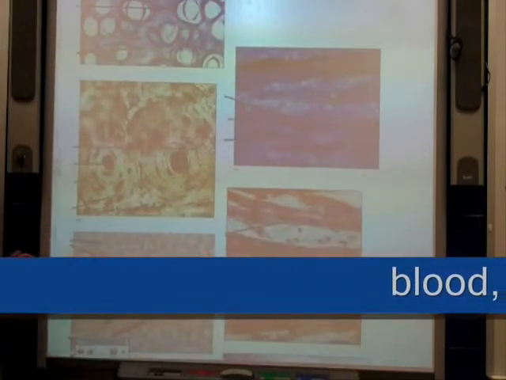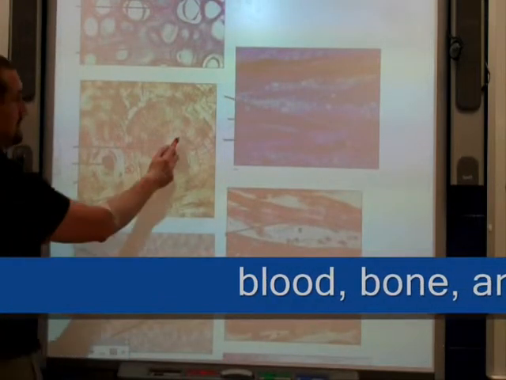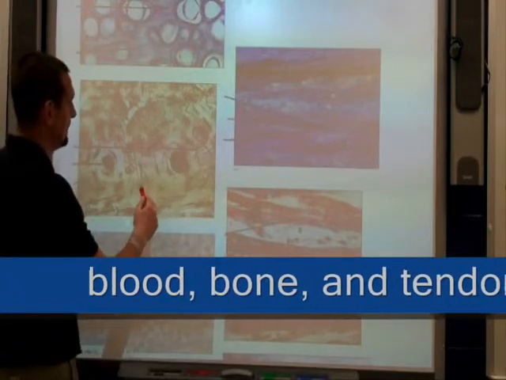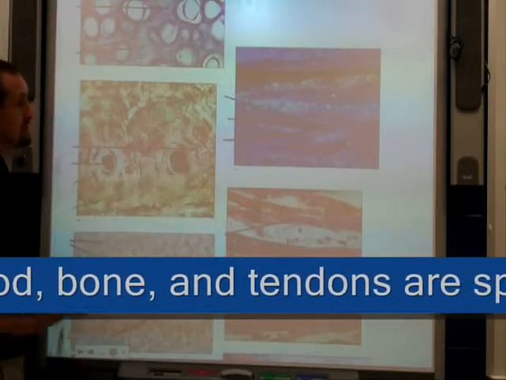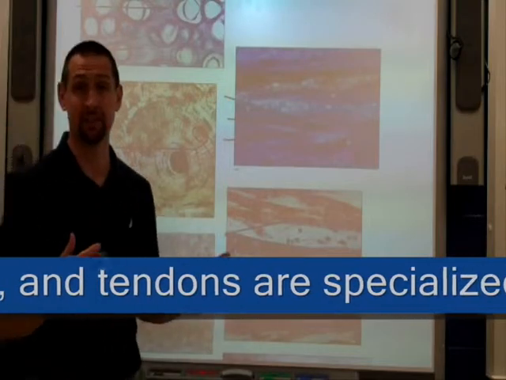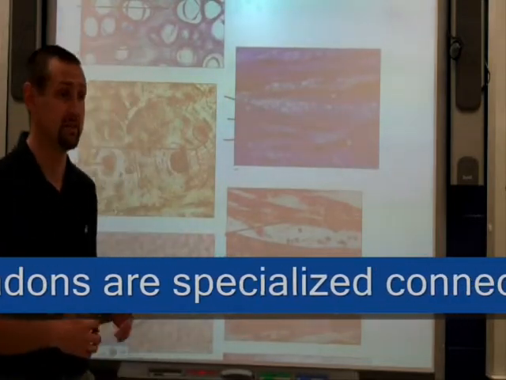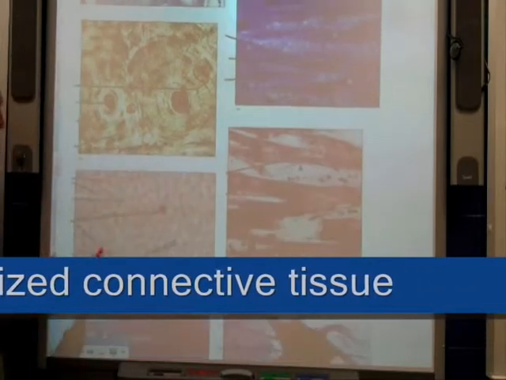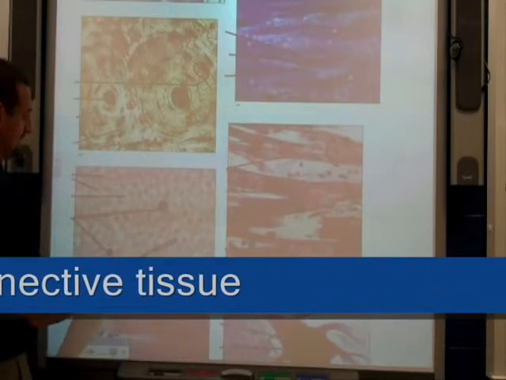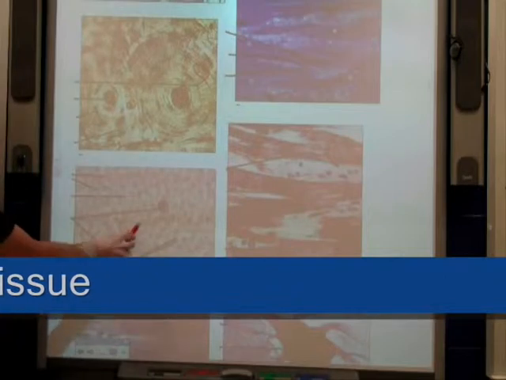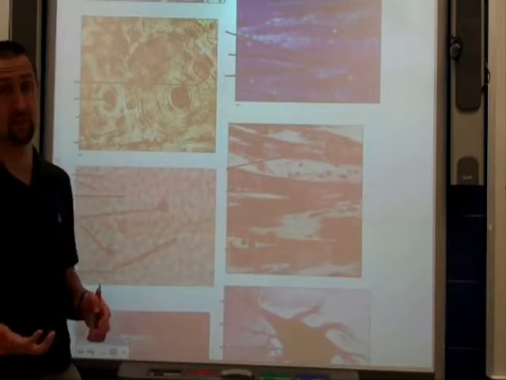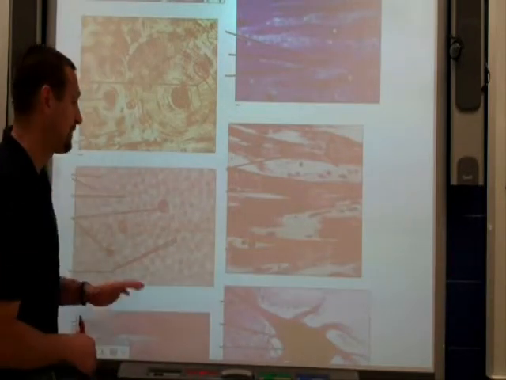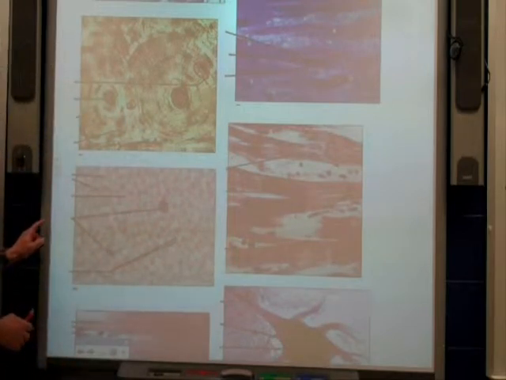Bone cells are connective tissue, but they're specialized. So here's a cell over here, the space where the cell would be. And there's this matrix in between those cells. It's a solid matrix. It's a bone connective tissue that's specialized, in this case, solid. Blood is connective tissue, like here's a cell, here's a cell, here's a cell. The matrix in between is fluid, so connective tissue, again, it's specialized.